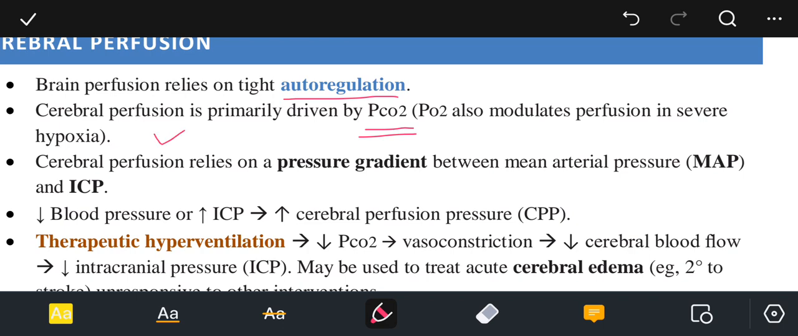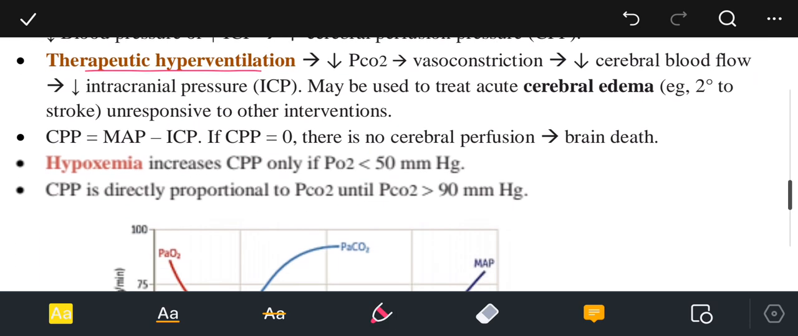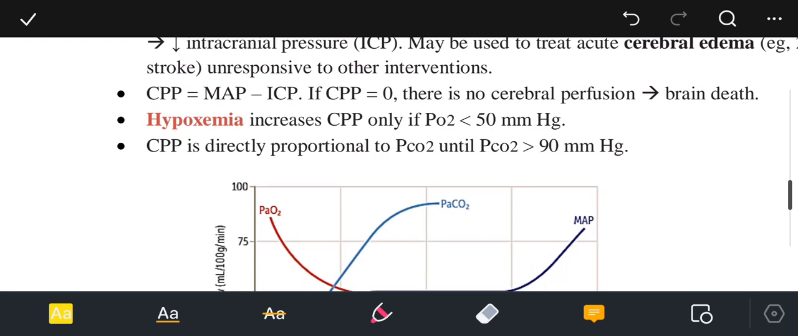Cerebral perfusion relies on the pressure gradient between the mean arterial pressure and the intracranial pressure. So a very important thing is that carbon dioxide is the one that is going to dictate the cerebral perfusion, and we use this phenomenon for a very specific clinical intervention that is called therapeutic hyperventilation. We'll talk about that just now, but let's talk about this concept. The cerebral perfusion formula, if I write it over here, okay, so they have written it.